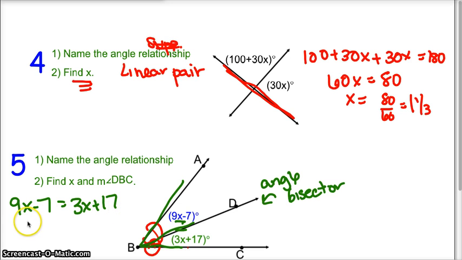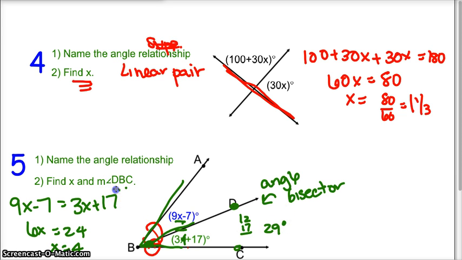So I'll subtract that 3x to the other side, add that 7 over, and I have 24. So that means x equals 4. Find the measure of angle DBC. So when I put a 4 right here, let's see, 12 added to 17 gives me an angle of 29 degrees. Wait a second.